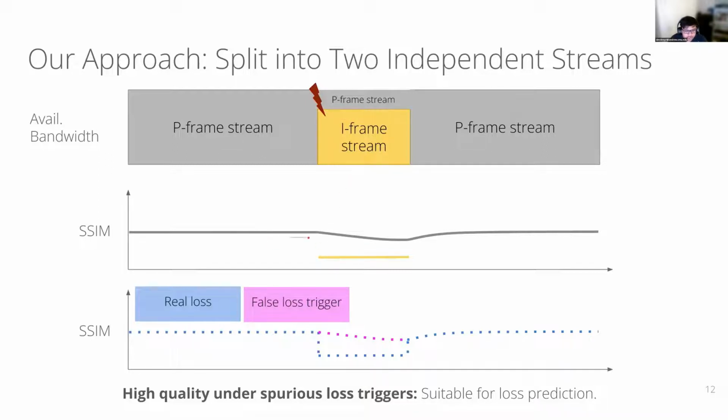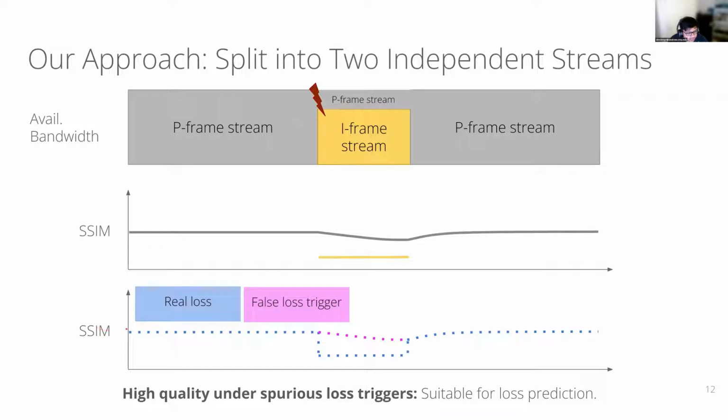Now at the receiver, you have these two video streams during loss. You have the lower quality iframe stream, which is also low latency. And you have the secondary p-frame stream, which can have a higher delay during loss because some of the older packets are still being retransmitted.